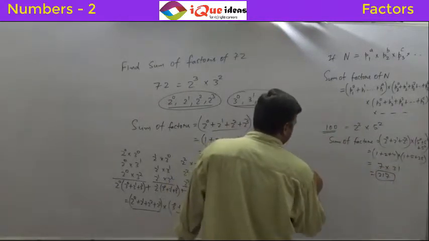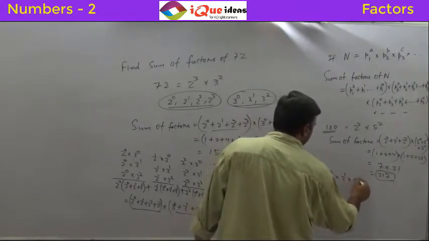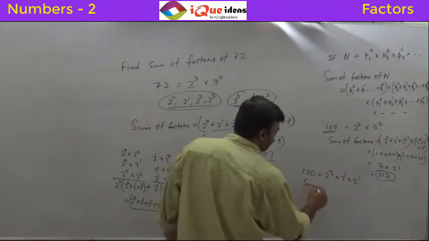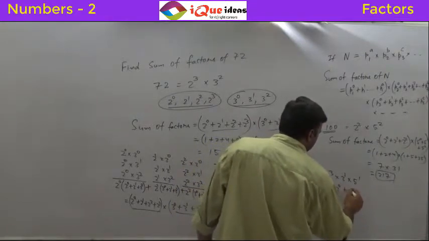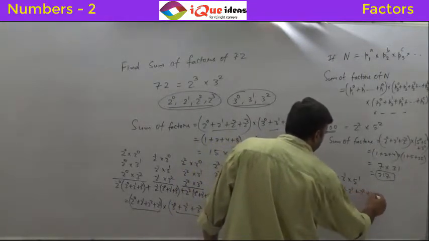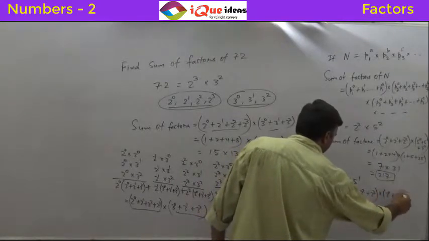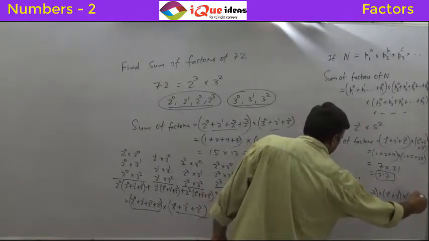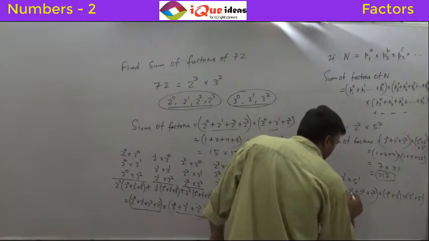Let's say for 120. 120 is 2 cube into 3 to the power 1 into 5 to the power 1. So we have the sum of factors as 2 raised to 0 plus 2 raised to 1 plus 2 raised to 2 plus 2 raised to 3, into 3 raised to 0 plus 3 raised to 1, into 5 raised to 0 plus 5 raised to 1. This will come out to be 1 plus 2 plus 4 plus 8.